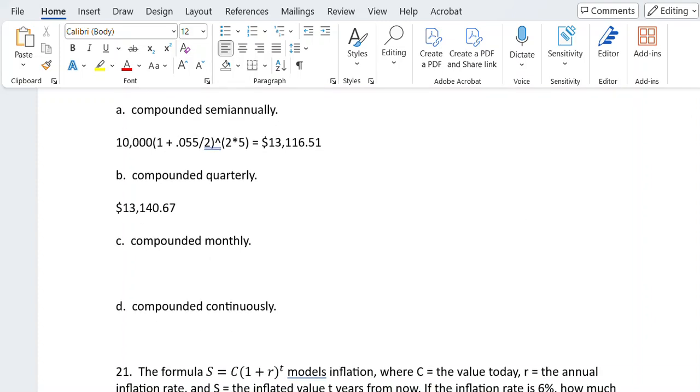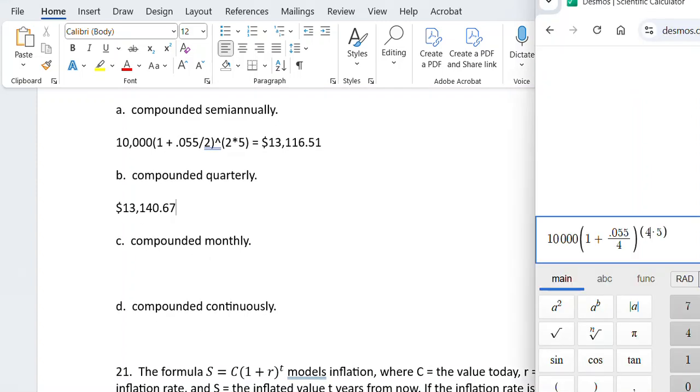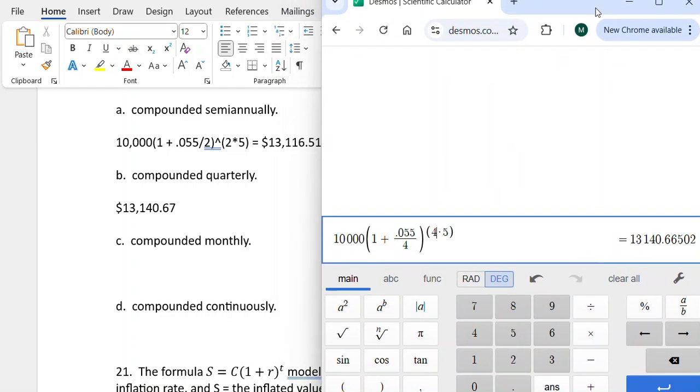And now if we want to find the value when we're compounding monthly, if something happens monthly, it happens 12 times in a year. So my n is going to change to 12. And I can see my answer here, $13,157.04.